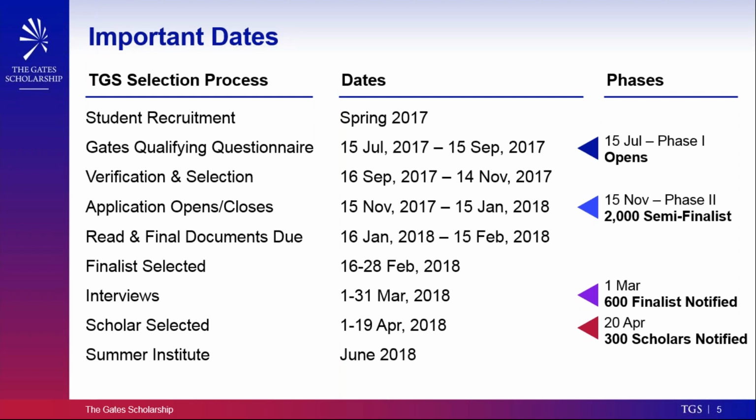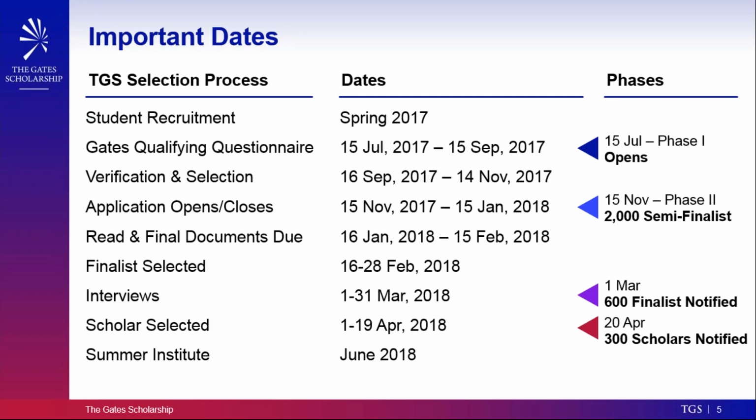If you look at the slide, on the left-hand side, you'll see the Gates qualifying questionnaire. That's essentially what we're calling phase 1 of the application. It opened on the 15th of July and closes on September 15th. This is actually a very short questionnaire. It should not take students more than 2 hours to complete. It really is just very basic biographical information.